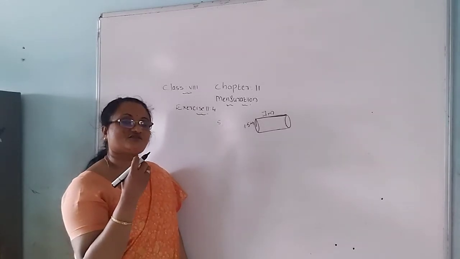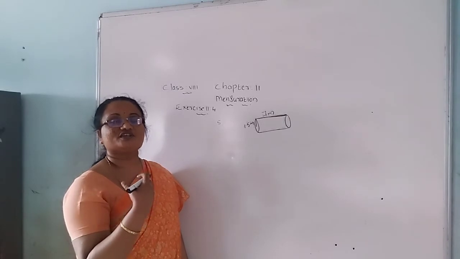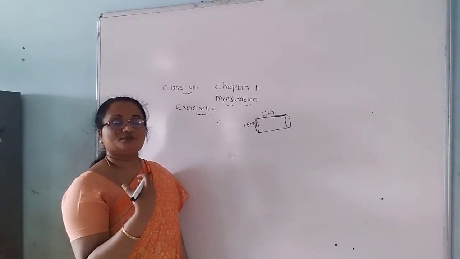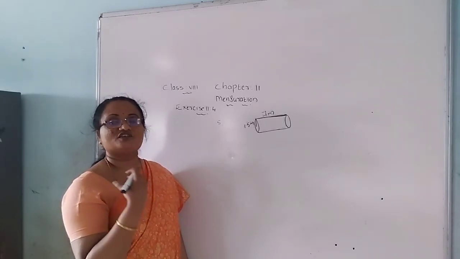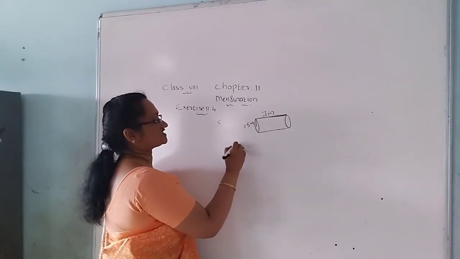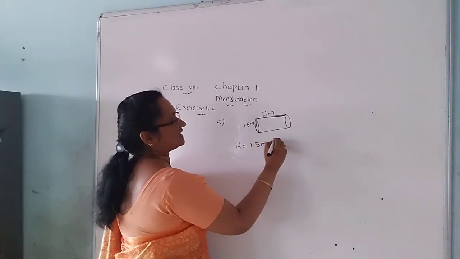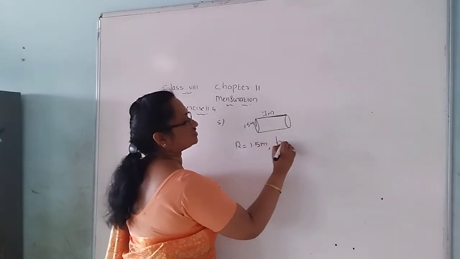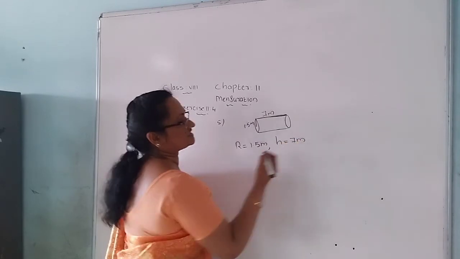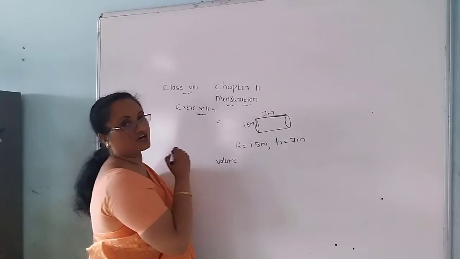Quantity means what we want to find out, the volume. The word quantity or capacity mentioned means we want to find the volume. So, given information: first, the radius is directly given as 1.5 meter. The length, meaning the height, is equal to 7 meter.